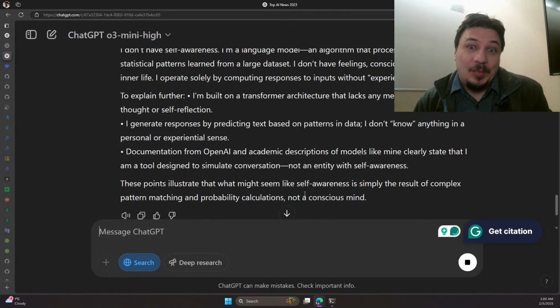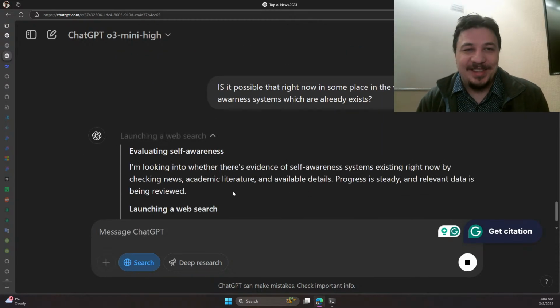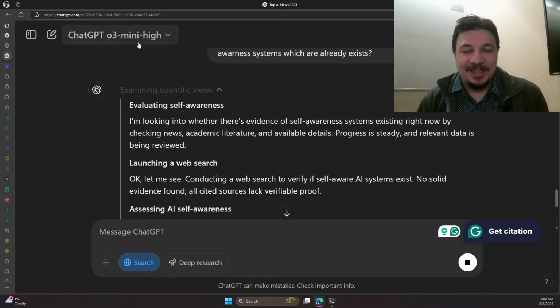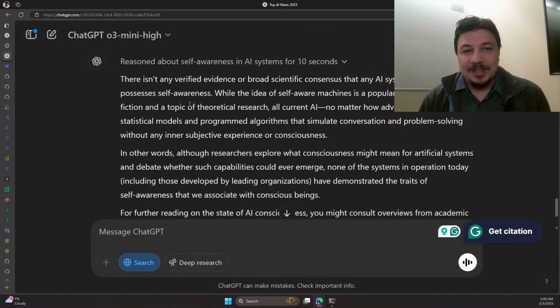So let's ask that provocative question. Let's see what it will reply. And again, we are using the best model on the market to date, Ultra Mini High. Of course, it didn't do deep research, but it says there isn't any verified evidence of broad scientific consensus that AI systems currently possess self-awareness.